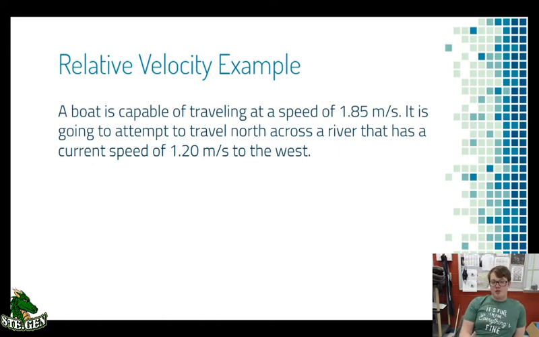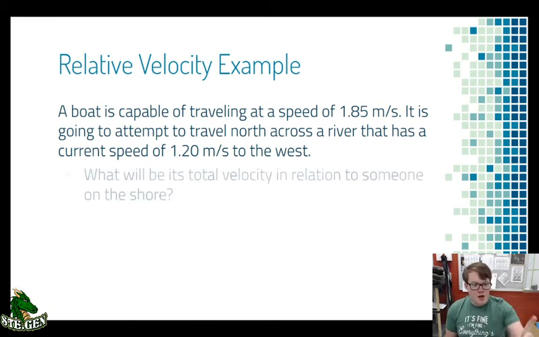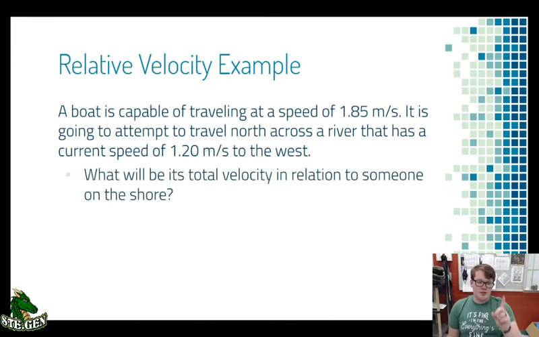But collectively, they're going to have different pointed vectors this time. One's going to be going up and the other one's going to be going to the side. Those vectors are going to add together to get what someone on the riverbank will see the boat moving relative to someone watching. Standing outside of the river, they're going to see both of these speeds combined together. So with this information, we want to figure out what will be the velocity in relation to someone on the shore. So we'll need to know the velocity and the direction.